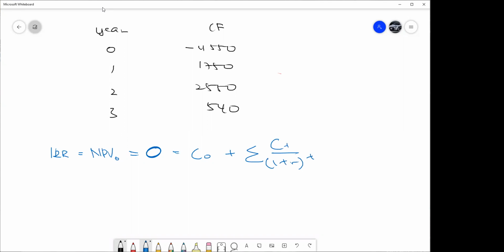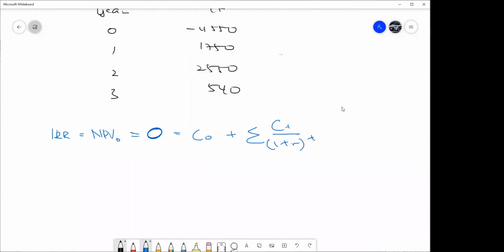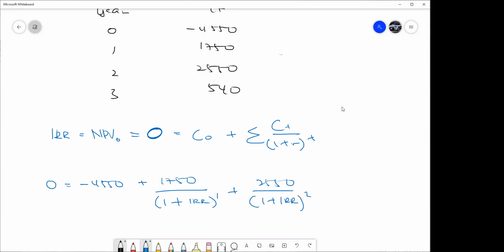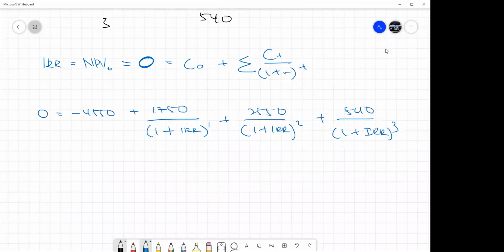You use back this NPV formula. Basically, to calculate IRR, you set the whole equation equal to 0, so NPV is equal to 0. 0 equals the initial investment of negative 4550, plus 1750 discounted by 1 plus R, where this R is IRR, to the power of 1, plus 2550 divided by 1 plus IRR to the power of 2, and 540 divided by 1 plus IRR to the power of 3. This is the equation to calculate IRR.